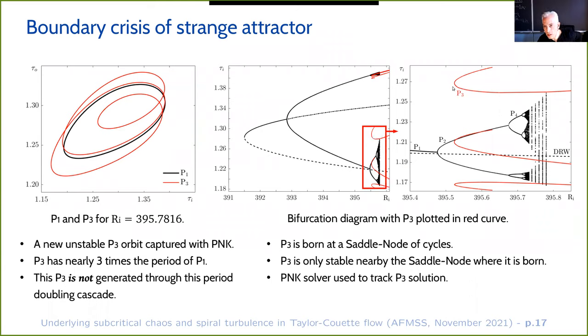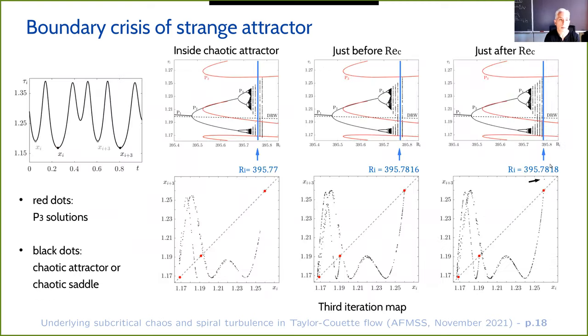Okay, so you have here a zoom of the P3 orbit, which appears after the P2 has been generated. Once the chaotic attractor has been developed, it collapses with this P3 orbit. So this is what we call a boundary crisis.